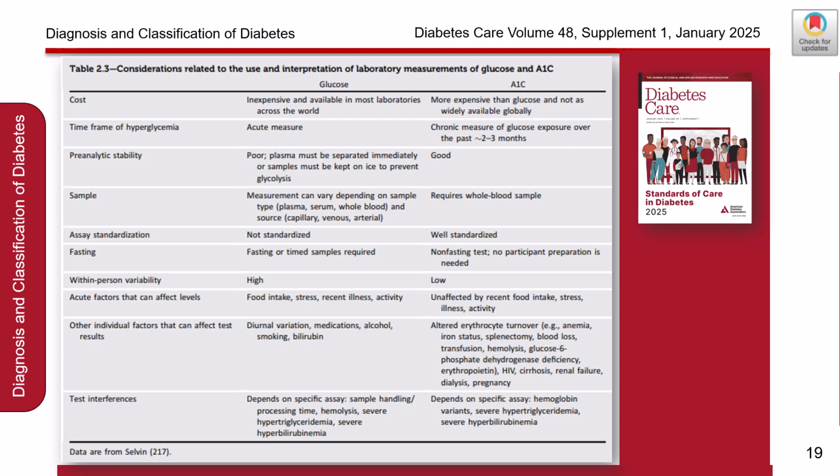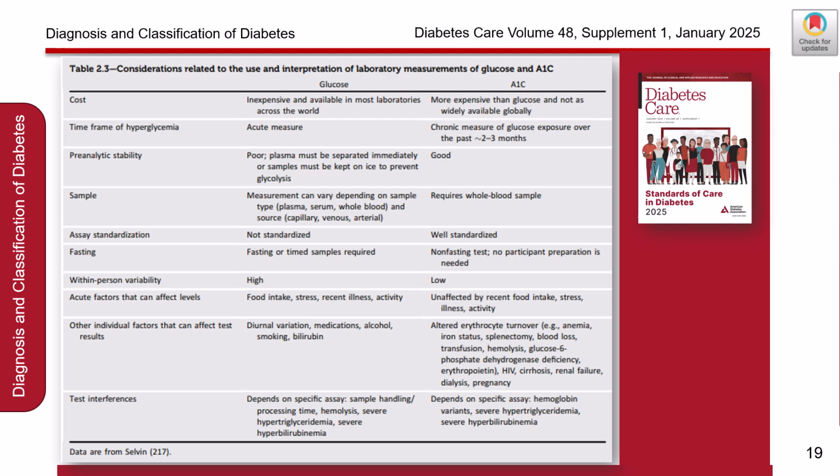Test standardization. Blood sugar tests are not standardized, meaning measurements may vary across laboratories. Glycated hemoglobin tests are well standardized, ensuring consistency. Fasting requirements. Blood sugar tests require fasting or timed samples. Glycated hemoglobin tests do not require fasting, and no preparation is needed. Variability within the same individual. Blood sugar tests show high variability in the same person. Glycated hemoglobin tests show low variability in the same person.